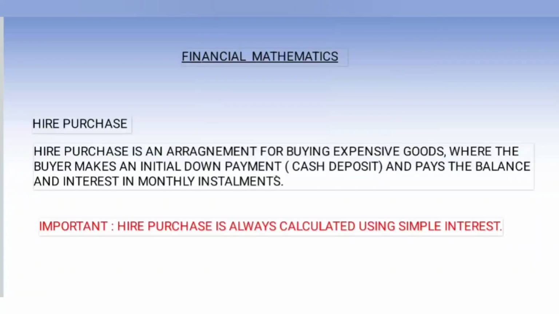What is hire purchase? Hire purchase is an arrangement for buying expensive goods where the buyer makes an initial down payment and pays the balance and interest in monthly installments. That is, you must pay a deposit equal to a specified percentage of the principal amount, and the remaining amount, known as the balance amount or outstanding balance, with interest must be paid back in monthly installments. Okay, that is hire purchase.